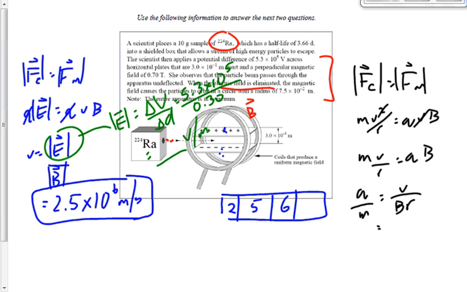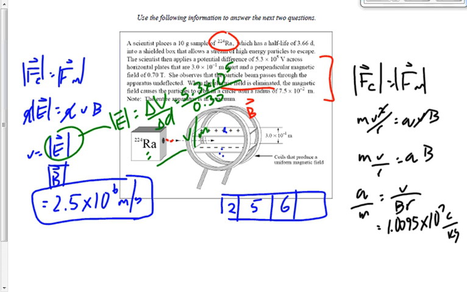Does anybody have the value of q over m there? We've got all the data. I just don't want to go through the process of calculating that. What is it? 0.0095 times 10 to the 7. Coulombs per kilogram. All right.